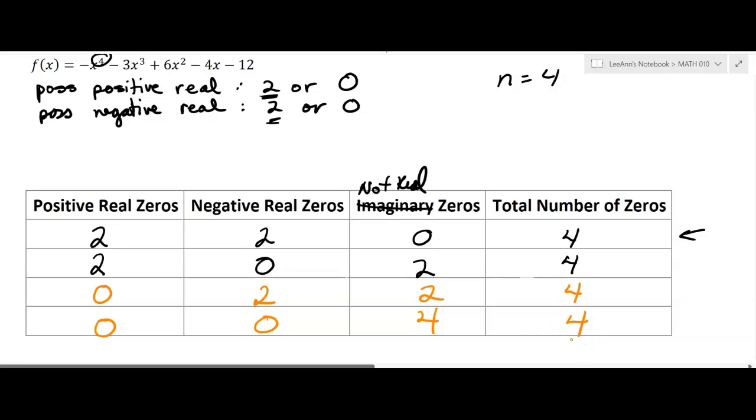Okay? So that's just how it works when we're talking about real zeros and not real zeros, or complex zeros or imaginary zeros, I'm not sure what you want to call them. They still have to add up to a total of 4. And everything has to go in terms of pairs. Okay.